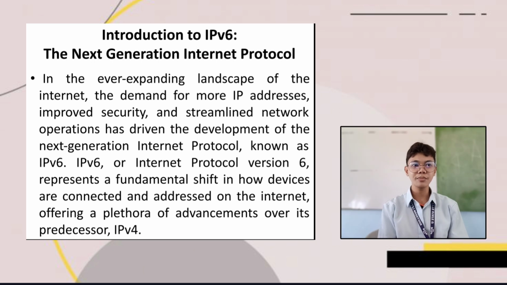So in plain terms, IPv6 is the new version of Internet Protocol designed to meet the growing needs of the Internet, like more IP addresses, better security, and smoother network operations. It's like an upgrade to ensure there's enough room for all of the devices connecting to the Internet and to make things work more efficiently and securely.